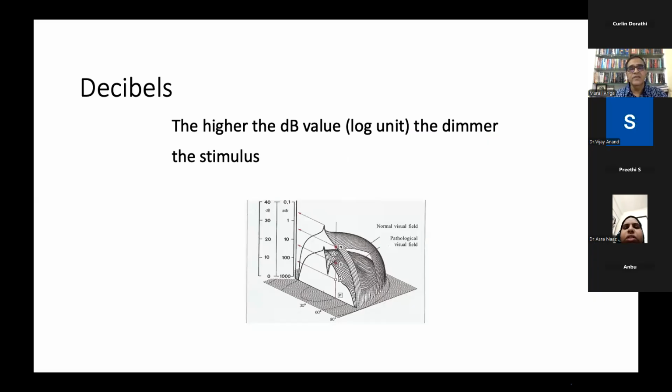The higher the decibel value in terms of the sensitivity threshold, which is measured in a logarithmic unit, the dimmer is the stimulus, which means a 30 decibel stimulus is what the patient is likely to see. 30, 32, 34 may be seen at the fovea, whereas in the periphery of the visual field, the patients are not likely to see such dim stimuli. So dim stimuli are perceived in the fovea, which has the highest threshold sensitivity, whereas in the periphery, you will see decibel values of say 22, 24, 10, and so on. It is more towards the periphery. In the blind spot, of course, it will be 0 decibels. So you're not going to see anything in the blind spot.